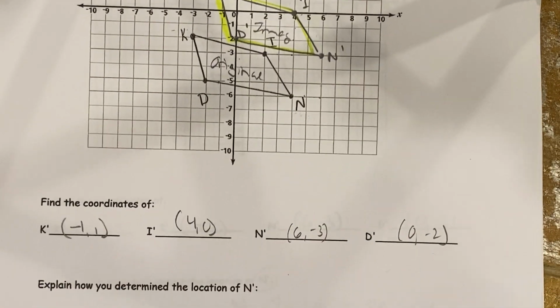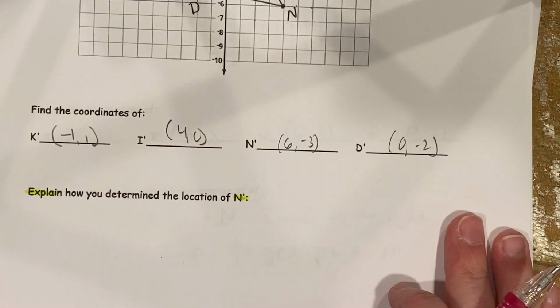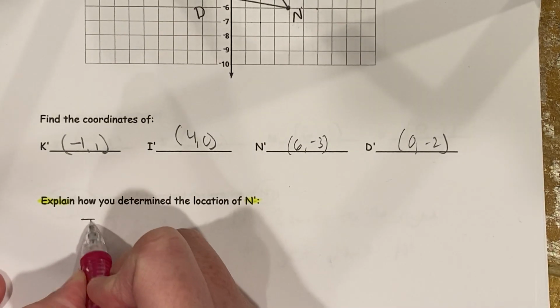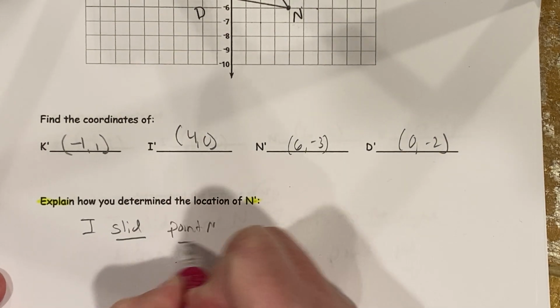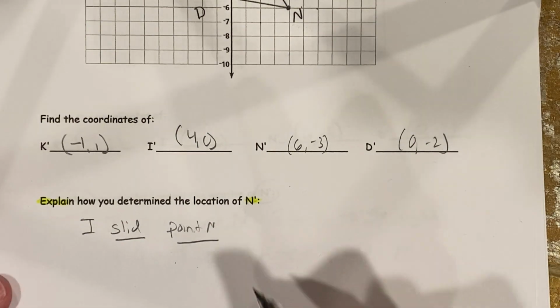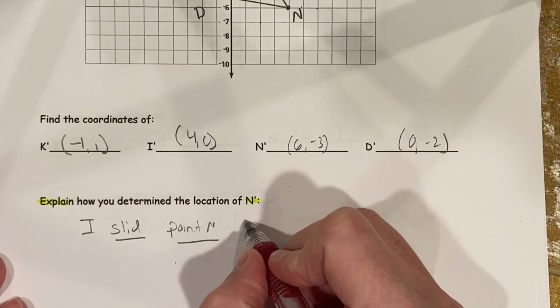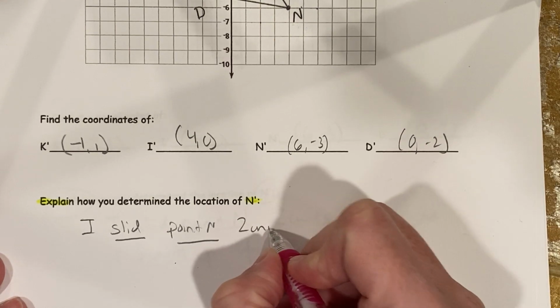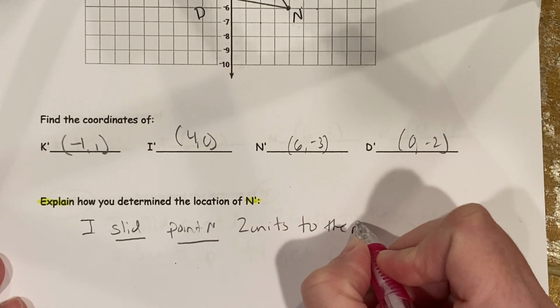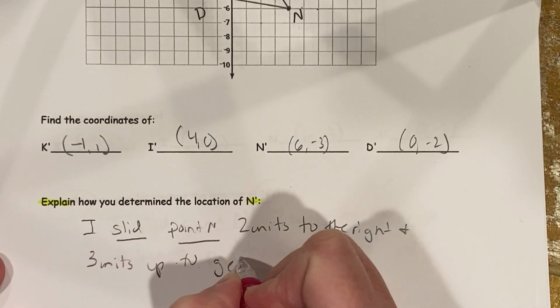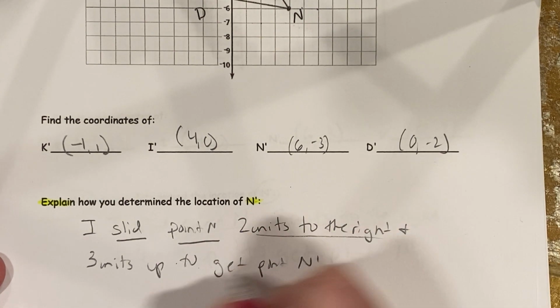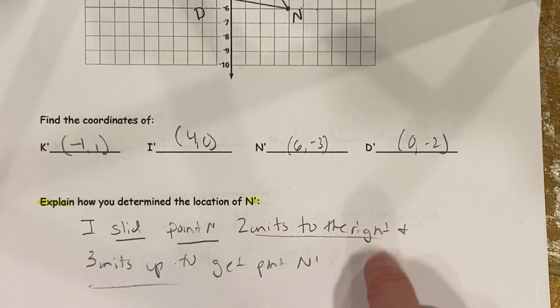Then it wants you to explain how you determine the location of N prime. Make sure you have a couple of things in there to get the full points. I slid, there's your descriptive word, point N. You want to specifically say what point it is. And then 2 units to the right and 3 units up to get point N prime. You want to make sure you're saying exactly how many spaces and in which direction you moved in order to get the full credit.